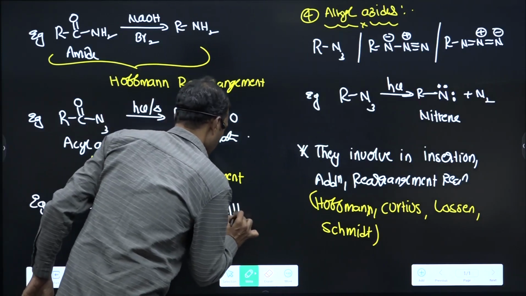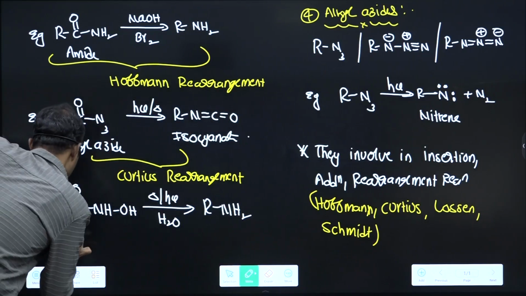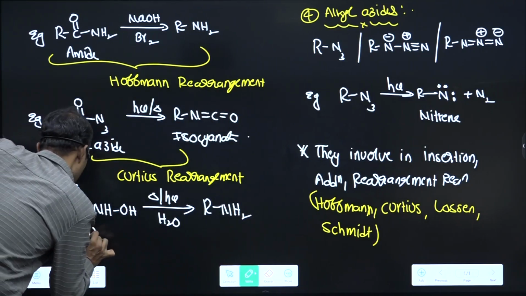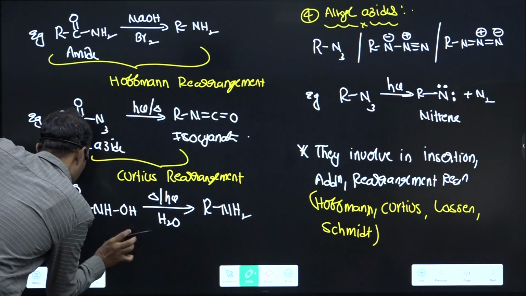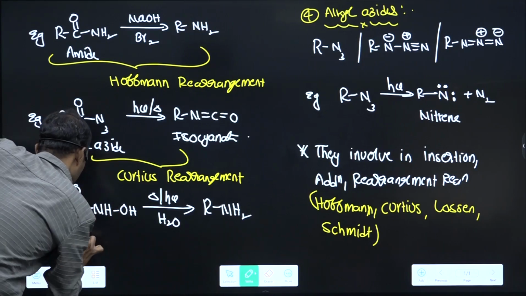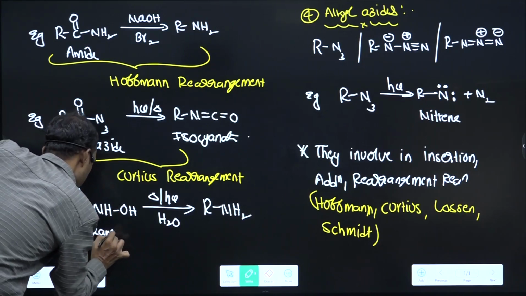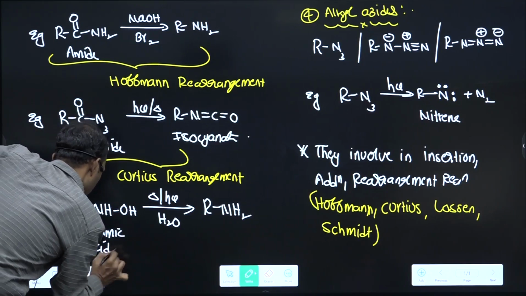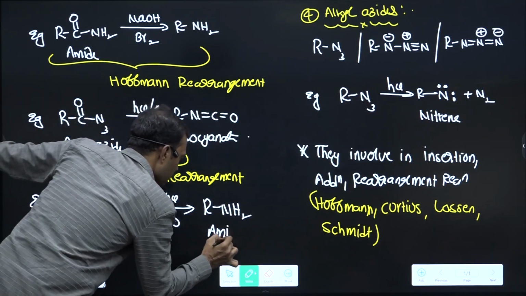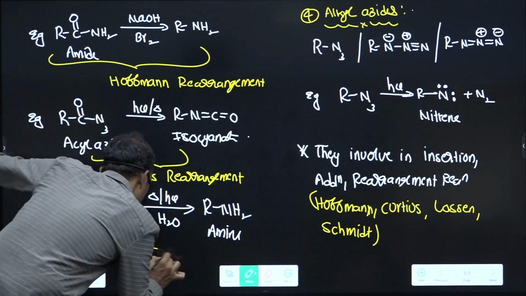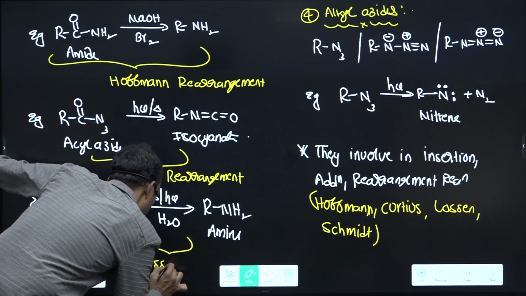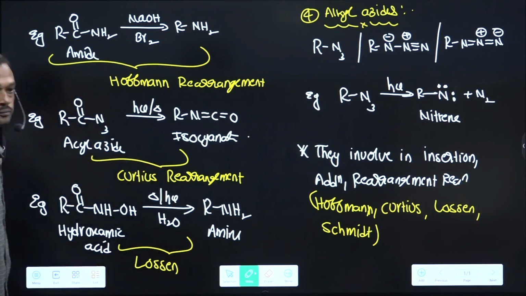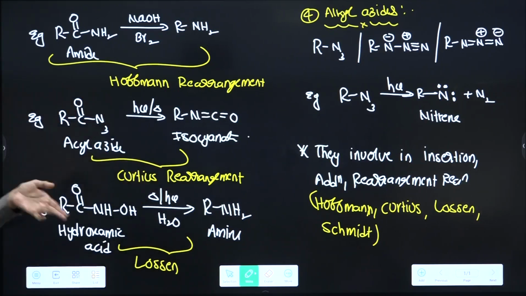So hydroxamic acid to amine. This is called Lossen rearrangement. Starting material, final answer, intermediate, they are sufficient for any rearrangement. Only thing, identification. Very fast, without any doubt, you need to recollect any name reaction.